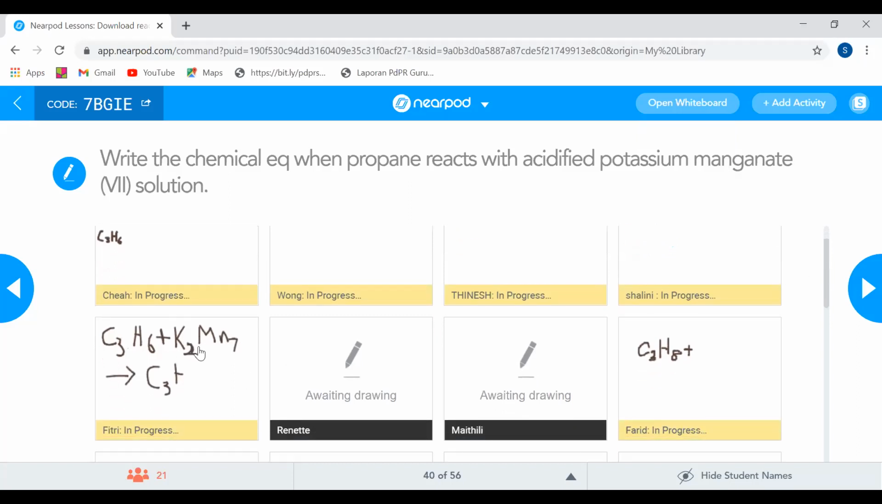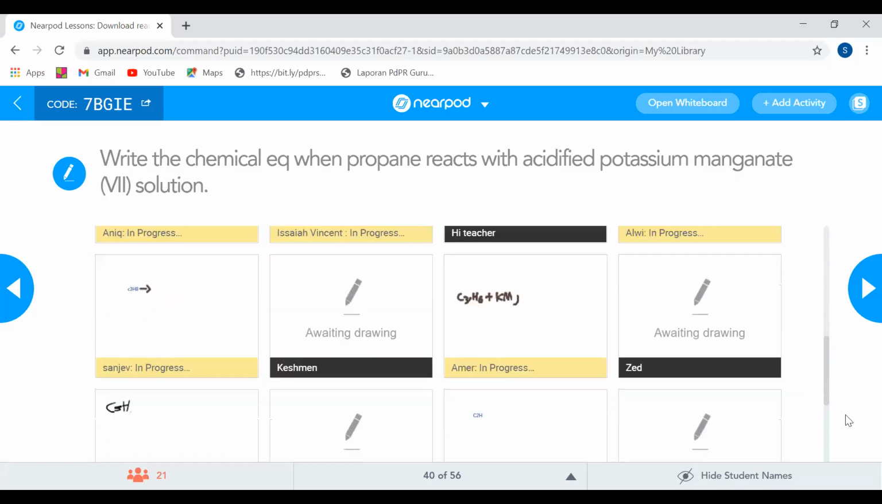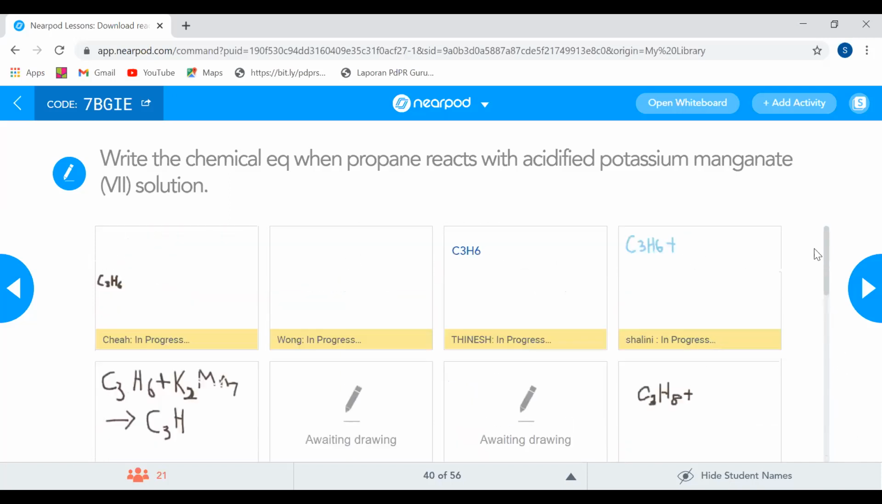Fitri, why did you add K2MnO4? We must add water and we must add O. In an oxidation, we must add H2O plus O. I did it just now. When you see the words acidified potassium manganate 7 solution, that is a hint for you. I must add H2O and O, and I must get 2 OH groups. Your O must be in the proper square bracket, cannot be the other bracket. Must have bracket. No bracket, wrong.